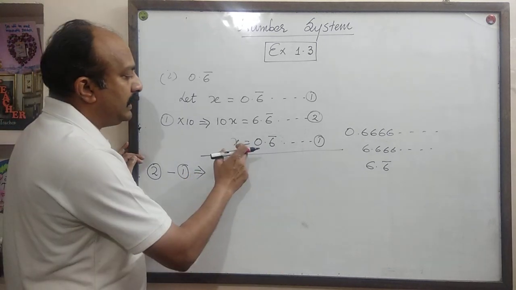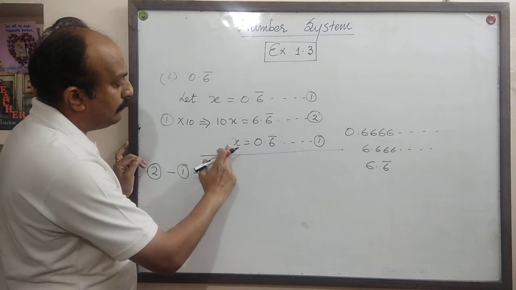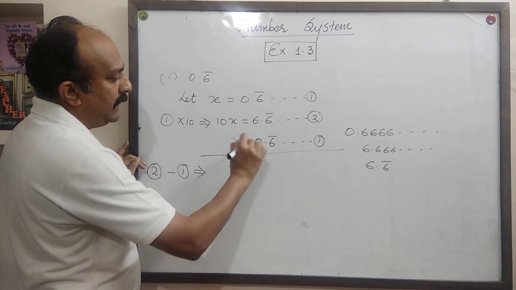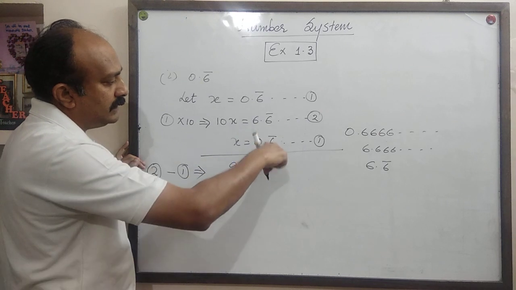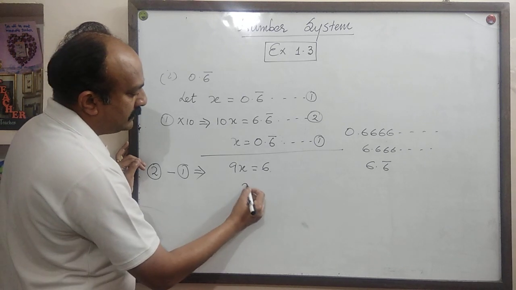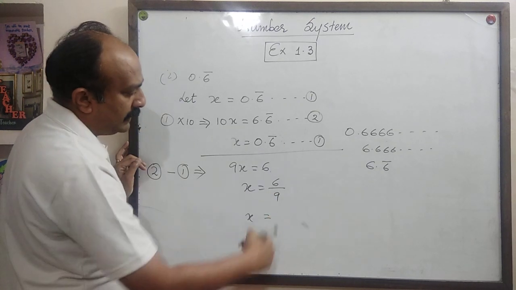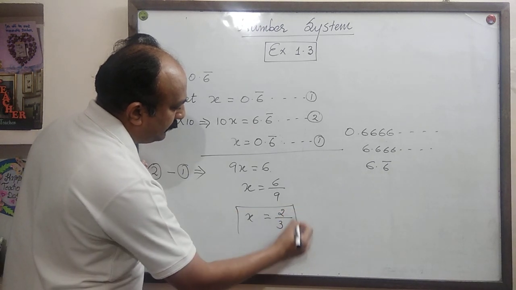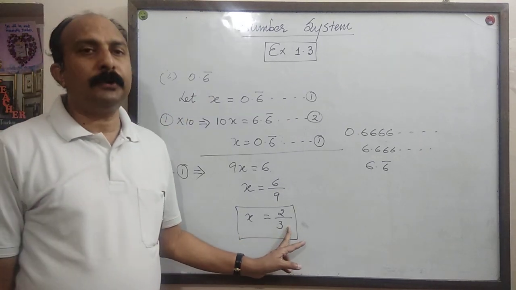How can we subtract one equation from another equation? By changing the sign. 10x minus x, 9x. 6.6 bar minus 0.6 bar. 6 bar got cancelled because they are the same. 6 minus 0, 6. 9x equal to 6. Therefore, x is equal to 6 upon 9, or by cancelling it becomes 2 upon 3. See, the answer is in P upon Q form.